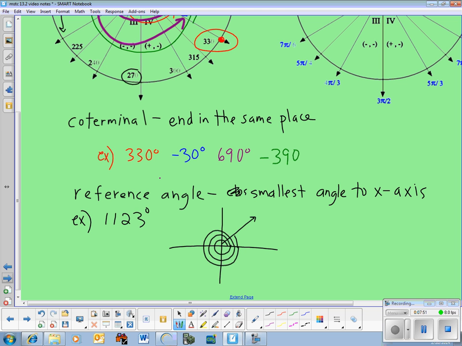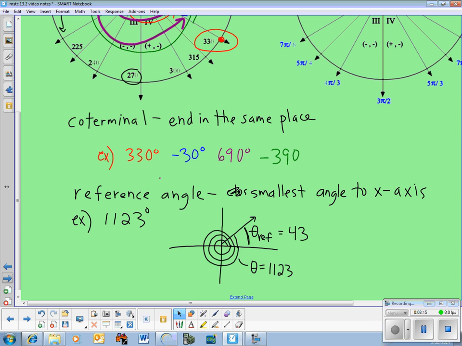So this angle right here, the angle, which we usually use theta to denote, is 1123. But after my 3 spins, this angle right here, which we call theta ref, as in theta reference, would be 43 degrees. So 1080, I'm just making sure, yeah, 43 degrees. That just gives you an idea of how close it is to the x-axis.